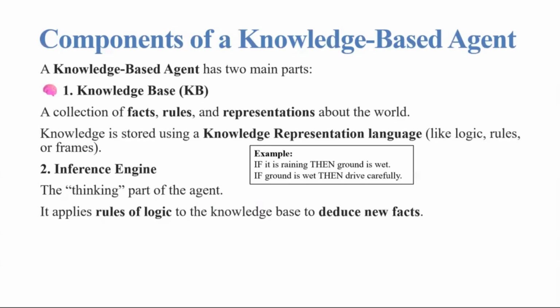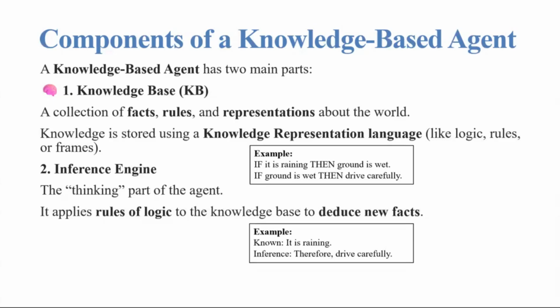How is knowledge stored? Now you may wonder, how does the AI actually store this knowledge? It doesn't store it as a plain English paragraph. Instead, knowledge is stored using a special knowledge representation language. Some common techniques include logical representation, production rules, frames, and semantic networks. These techniques organize the information in a structured way so that the AI can easily understand and process it. So remember, the knowledge base stores the knowledge, but it doesn't make decisions on its own.